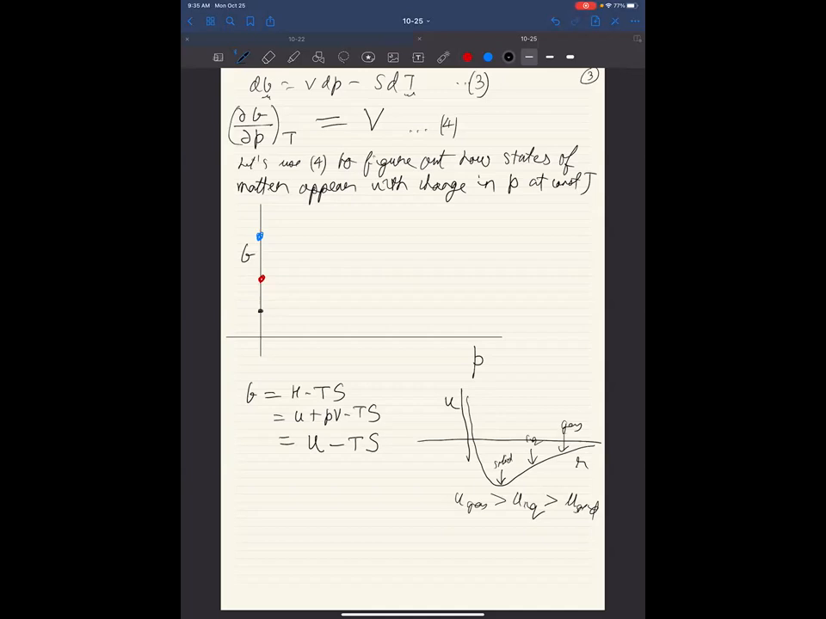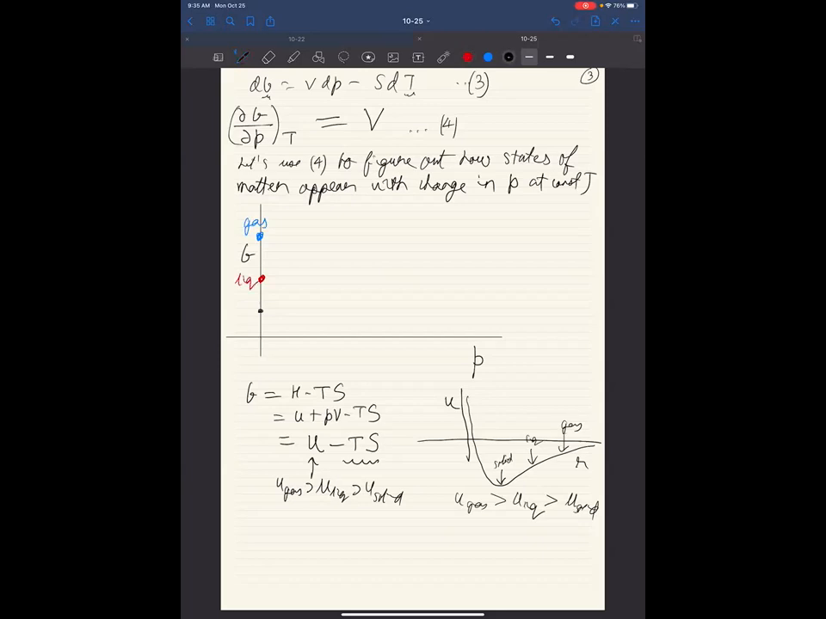And think about it: as you decrease the pressure for something, gas tends to be the most stable phase of matter at very, very low pressure. As you increase the pressure, things tend to liquefy, right? You don't go from liquid to gas. But this really amounts to figuring out this term. If you just looked at U, then U gas is more than U liquid, more than U solid, and it would do our job.